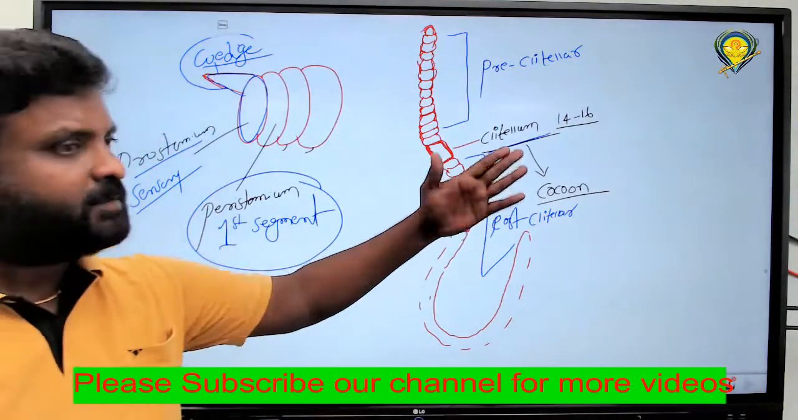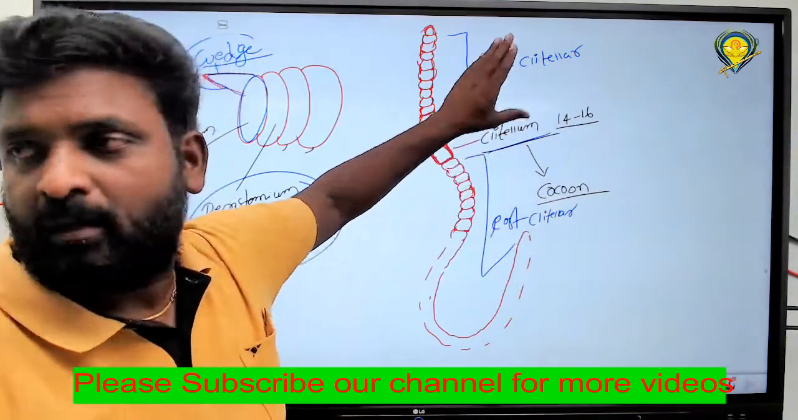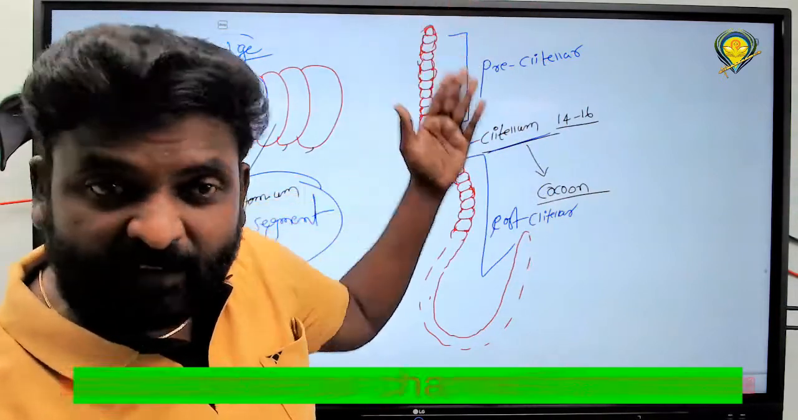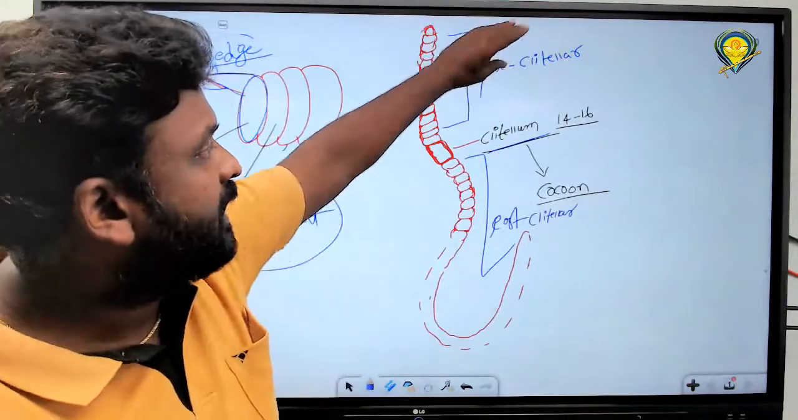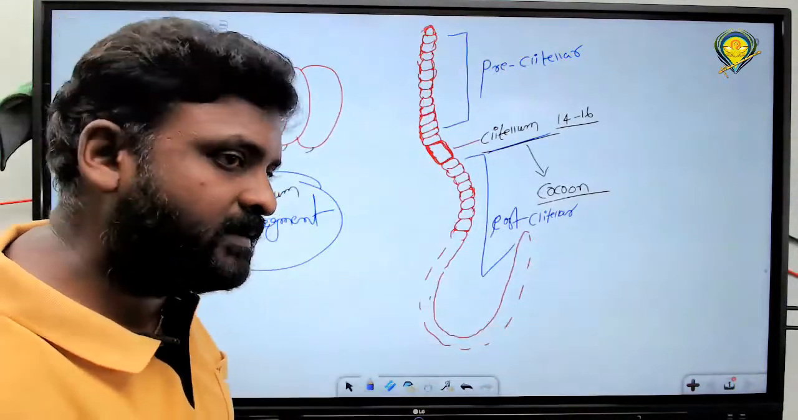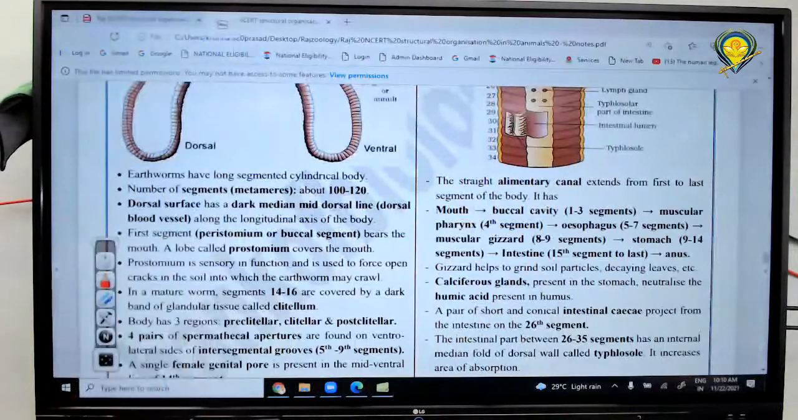Is it possible to divide based on the clitellum? Before clitellum is pre-clitellar. After clitellum is post-clitellar. And the clitellar region. Pre-clitellar, clitellar, post-clitellar. That's it. That is the body region. Got it, all of you? I hope you understood, right?